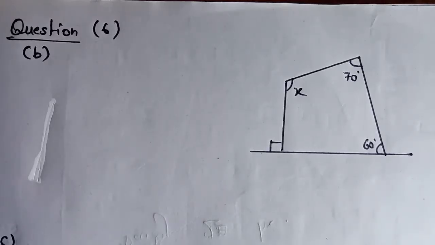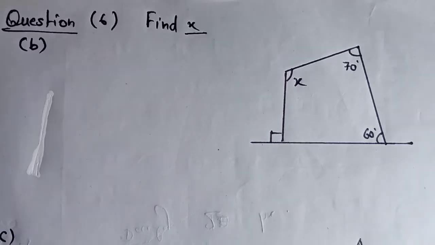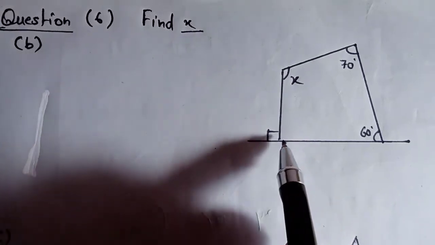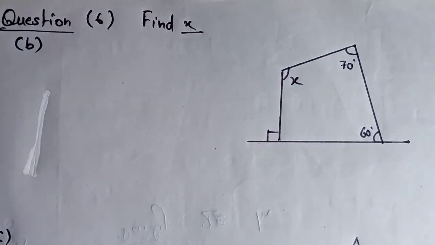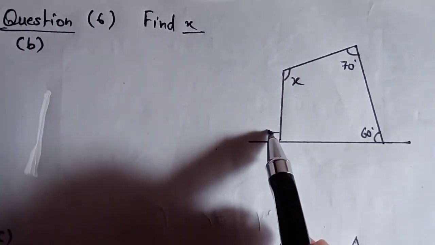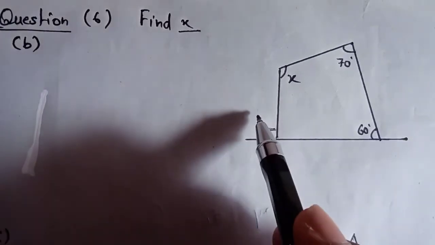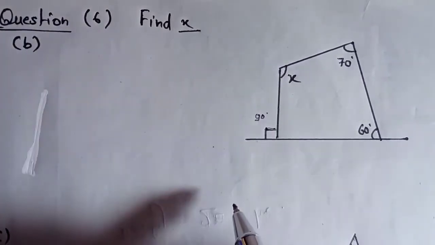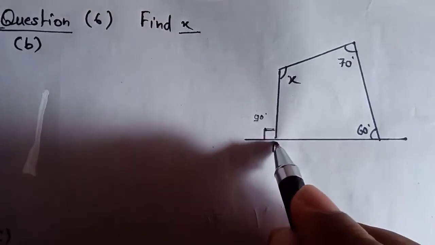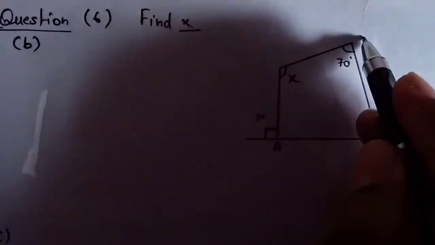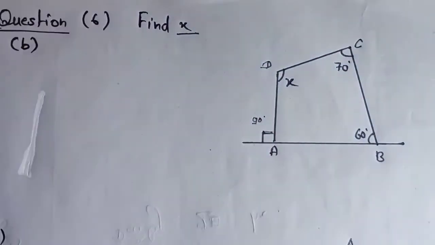Now we have question number 6, and we have to find the angle measure x in the following figures. You can see here x is given as an angle of a quadrilateral, and this quadrilateral has angles 60, 70, x, and here is something. What is that? You can see when you get a small square like this, it means it's a right angle. So first write A, B, C, D. Give the names to the vertices.